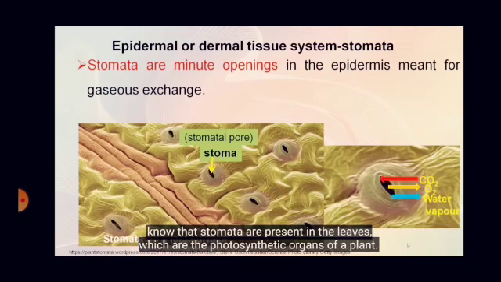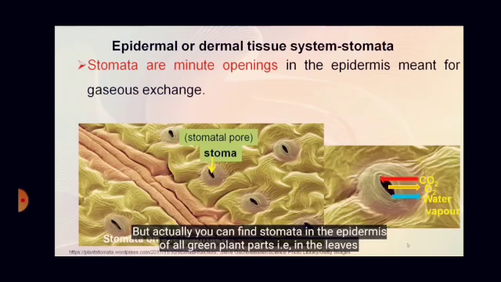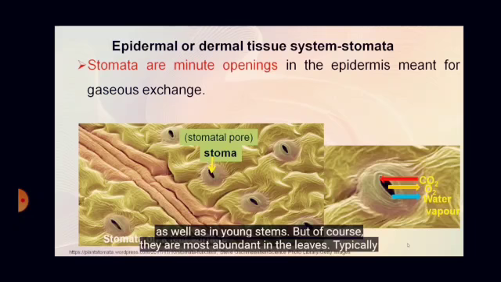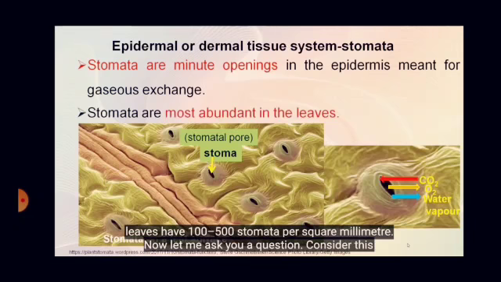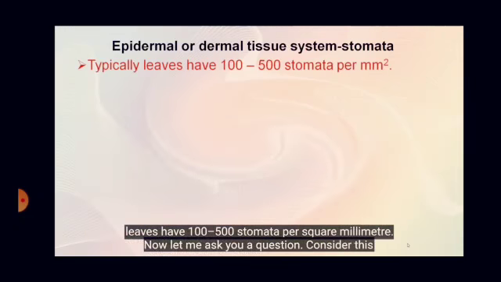You may also know these stomata are present in the leaves, which are the photosynthetic organs of the plant. But actually you can find stomata in the epidermis of all green plant parts, that is in the leaves as well as in the young stems. Typically leaves have 100 to 500 stomata per square millimeter.